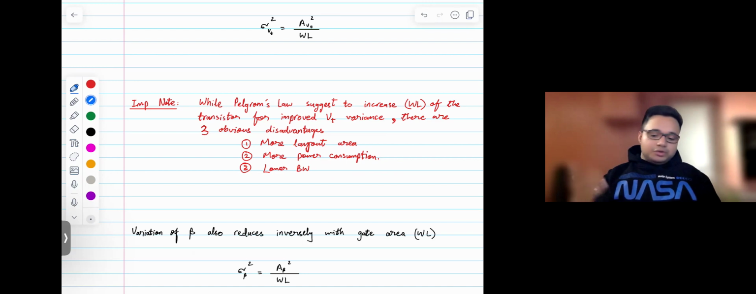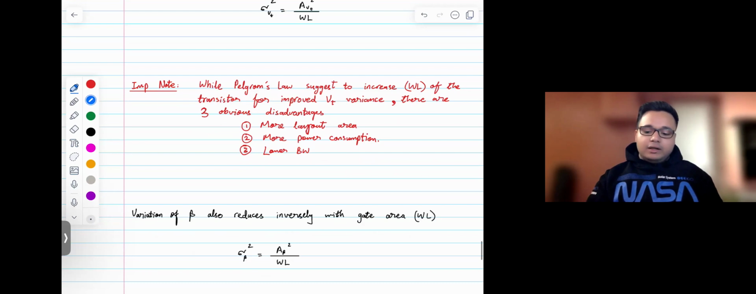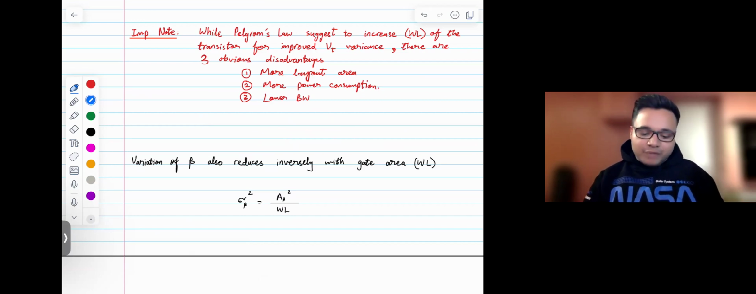Okay? So these are 2 or 3 or I guess 4 different downsides that you might want to be careful about, and there might be more. Right? So you can increase the gate area and you can get lower variance in the threshold voltage. You'll make more accurate current mirrors, lesser random mismatch, but at a certain price.